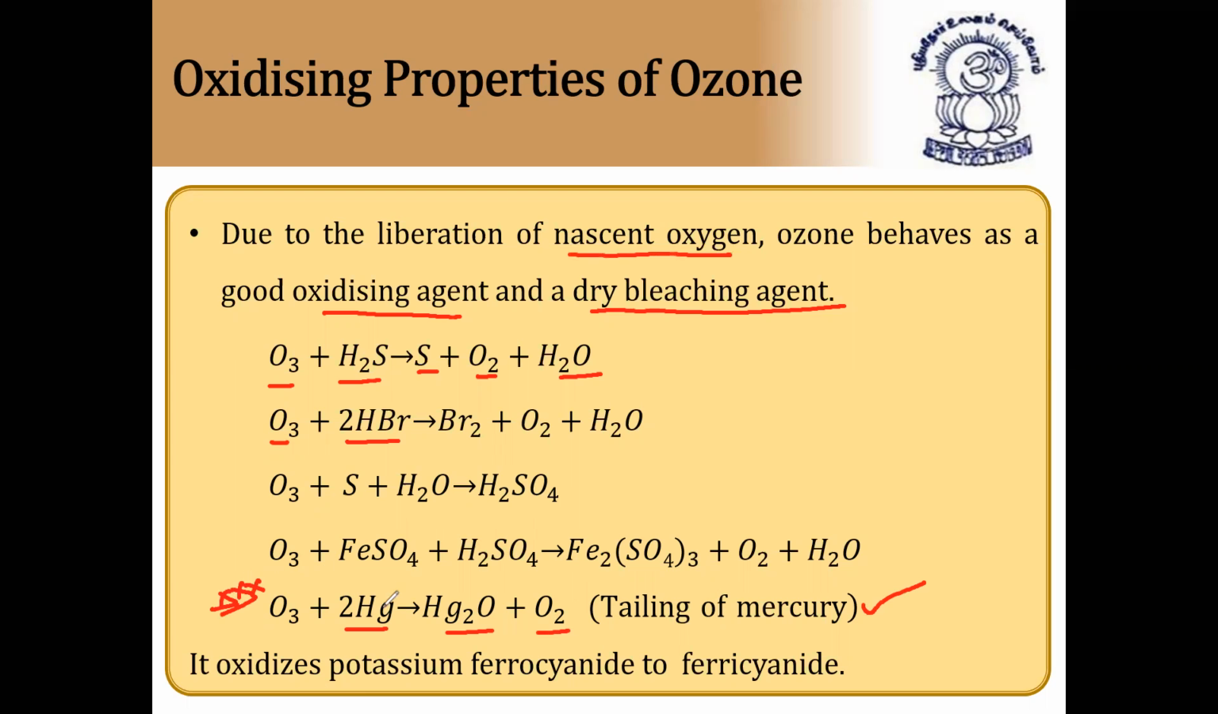Ozone on reaction with mercury will form a silver coating. The silver is coated on it due to the formation of mercuric oxide, which is called tailing of mercury. That's why this mercury is not used as a thermometric liquid. Very, very important. What is tailing of mercury? When ozone combines with mercury, it forms mercuric oxide along with oxygen gas, and this mercuric oxide will be sticking on the glass. So that's why it is called tailing of mercury.